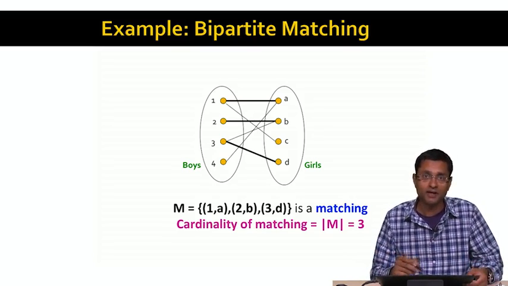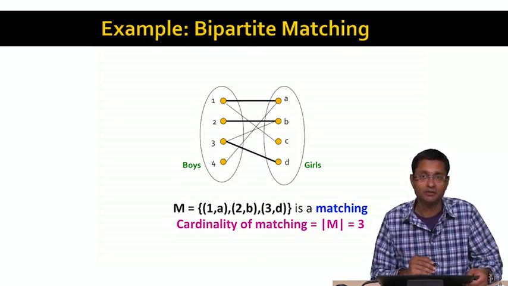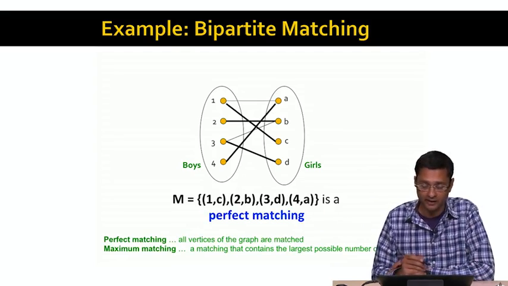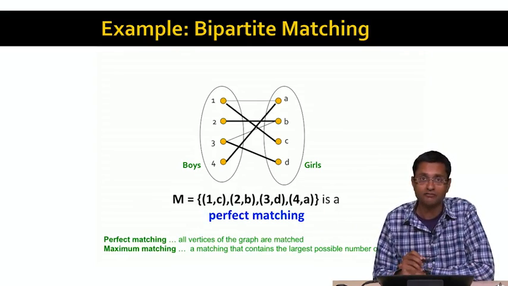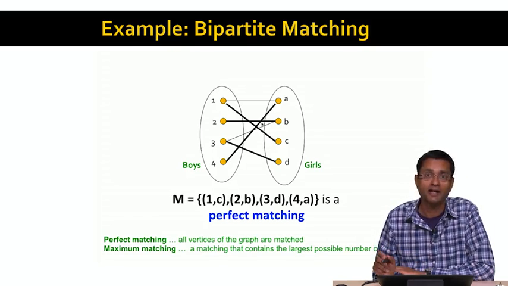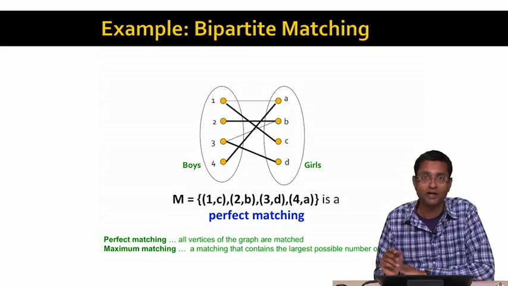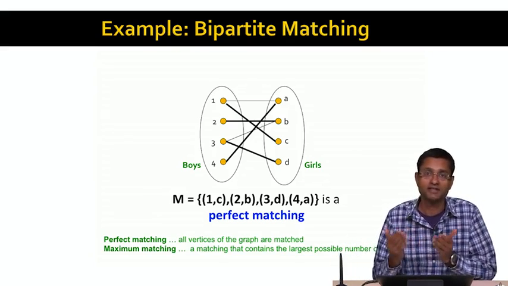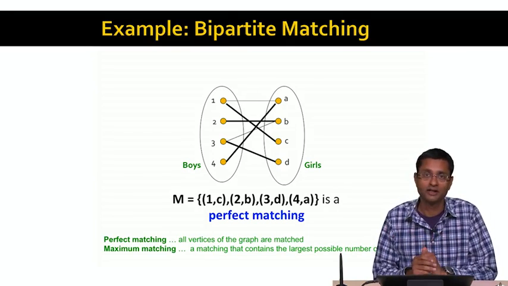Now, with the same graph, it turns out that we can actually do better. We can find a matching of cardinality 4 if we are a little bit more clever. And here is an example of a matching of cardinality 4. We've matched 1C, 2B, 3D, and 4A. And once we do that, we've matched every boy with some girl and every girl with some boy. And this is what's called a perfect matching because it matches every node to some other node in the graph.